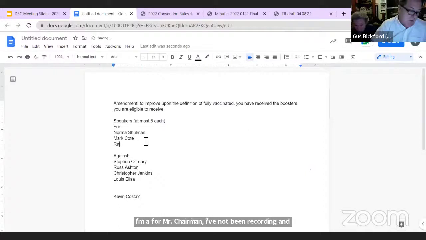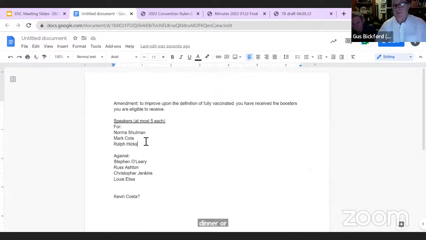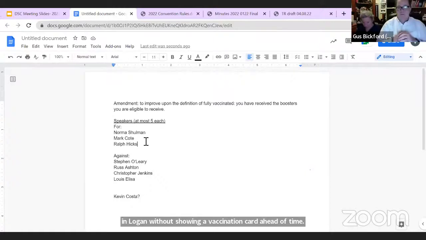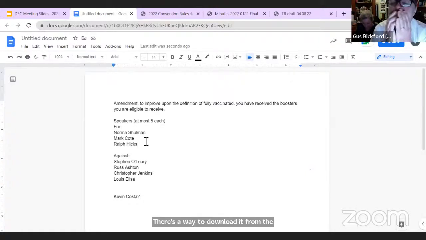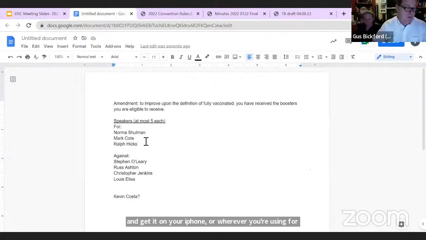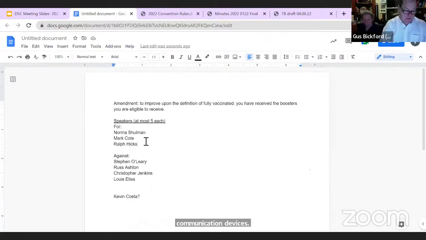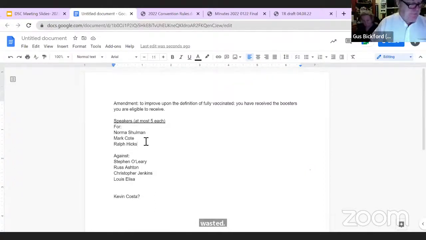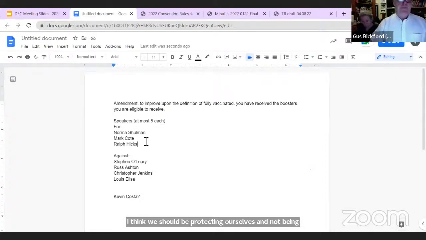Ralph is going. And just so you know, I went to Hawaii in February. You couldn't go out to dinner or in a museum or anywhere without showing a vaccination card. In fact, you couldn't even get on the airplane in Logan without showing a vaccination card ahead of time. There's a way to download it from the state archives and get it on your iPhone or whatever you're using for communication device. So this is really, in my opinion, this time is being wasted. I think we should be protecting ourselves and not being worried about libertarian values, which quite frankly are the extreme of the Republican Party.